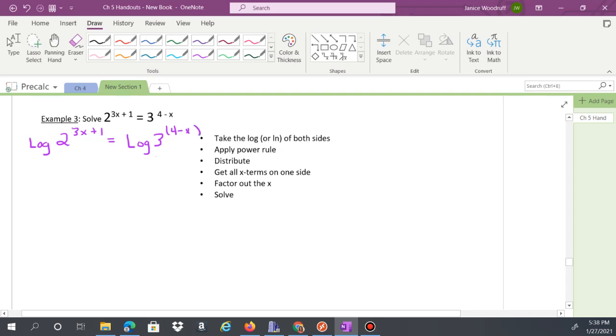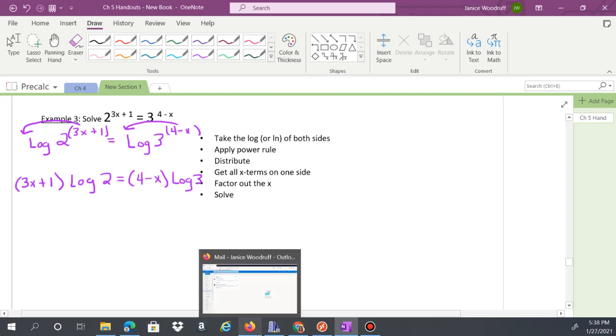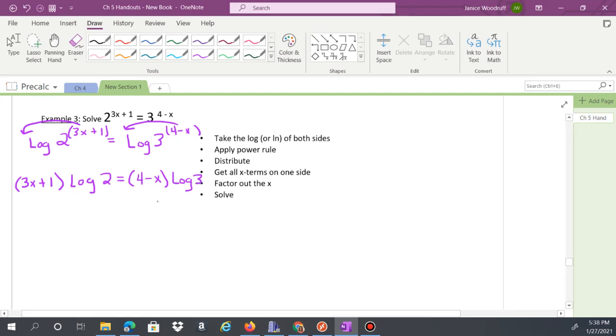Okay, then you would apply the power rule. So that means I'm going to take my exponents and put them in front. Okay, so that's going to give me this. I'm going to have 3x plus 1. I want to keep that in parentheses because it's more than one term. And then log 2 equals, then I have 4 minus x in parentheses, log 3. Notice these logs both have the same base, 10, because there's nothing there. Okay, so it's just log.